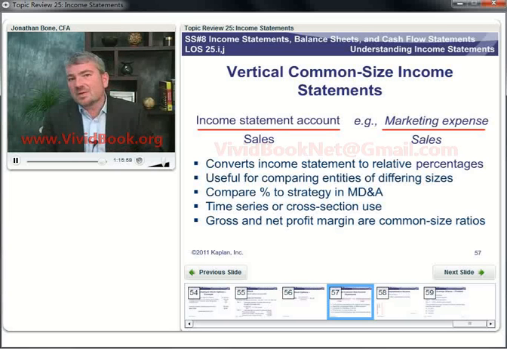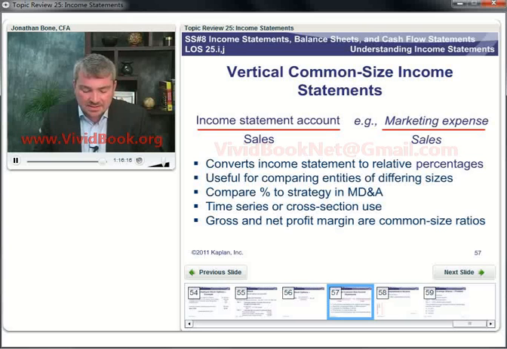Then, of course, we can look at our management discussion and analysis and see if these percentages make sense. We can look at time series, how these percentages are changing over time for the company. And we can look at cross-sectional and compare firms of differing size.